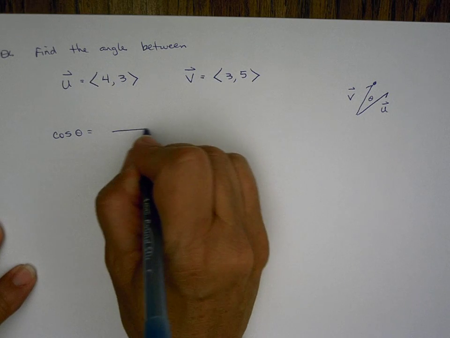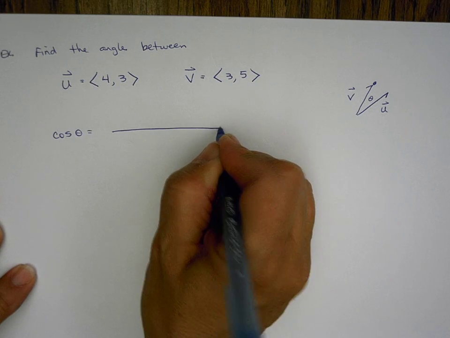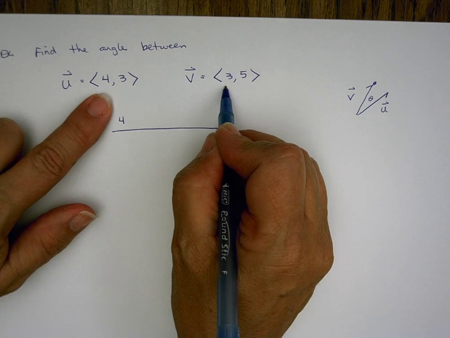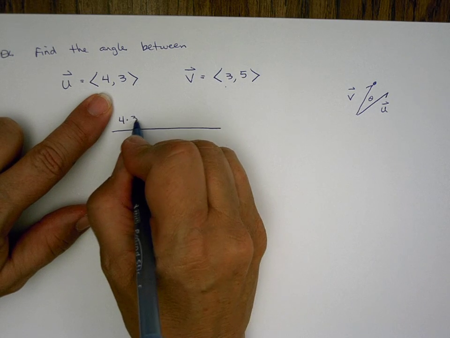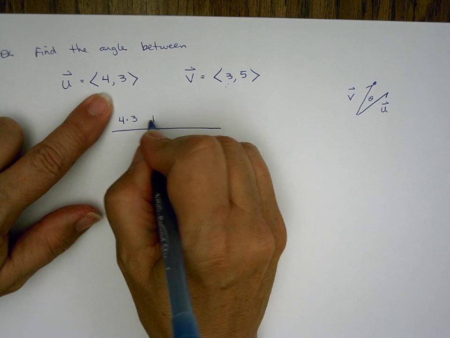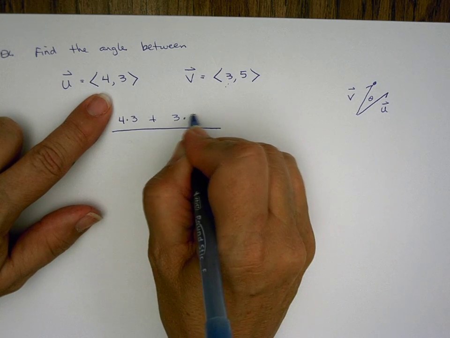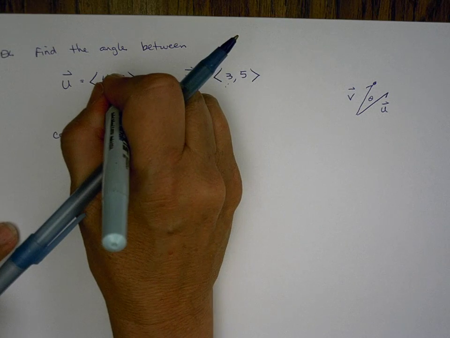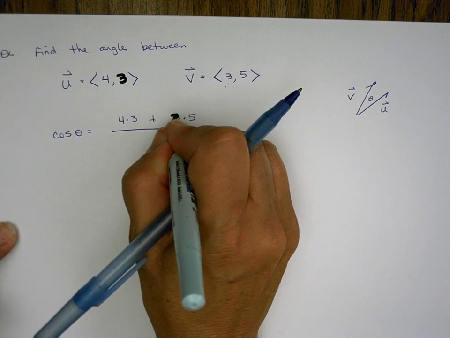So in the numerator, I'm going to do the dot product. The dot product is take the two changes in x and multiply them together. So 4 times 3 plus 3 times 5. Terrible numbers. I'm going to highlight this 3 right there.